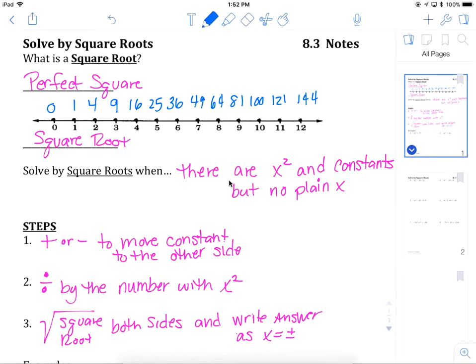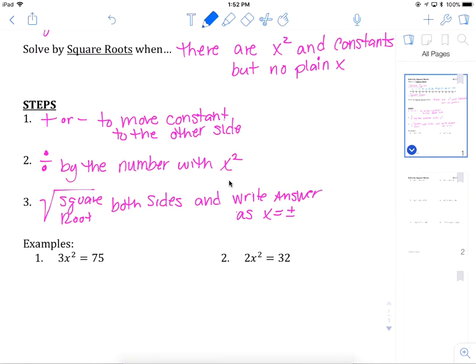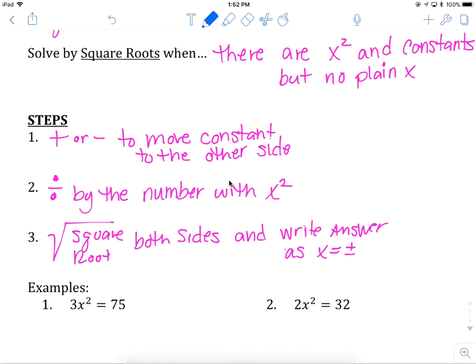How are we going to know when to use square roots? Well, we're going to do that anytime that you have an x squared and a constant, but you don't have a plain x. So it would be something like 3x squared minus 36 equals 0. You have an x squared and a constant, but there's no x's. It doesn't say like plus 2x or minus 4x. Okay?